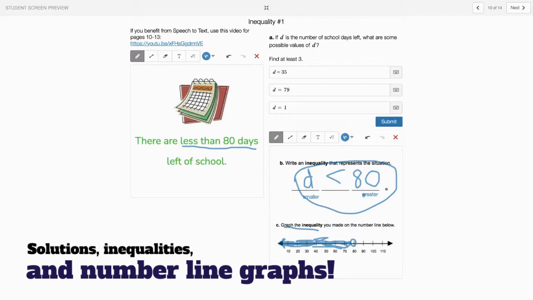All right? So I hope this example makes sense, and I hope it inspires you as you create more number line graphs like this and write inequalities and write solutions.